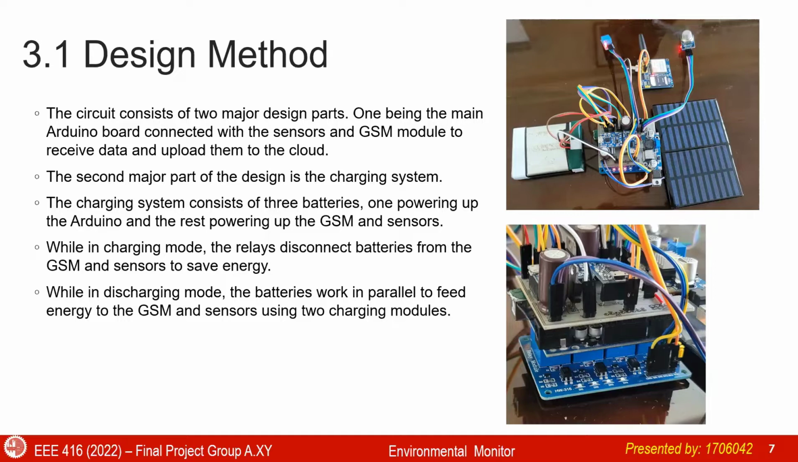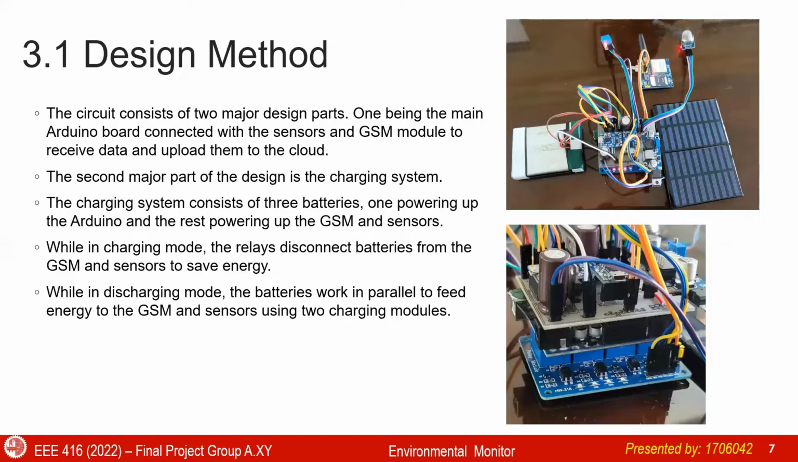In the charging part, we are using 3.7 volt LiPo batteries for our project. We're using two TP4056 charging modules to charge the batteries. We are using one of the three batteries to power the Arduino and the other two to power the GSM and the sensors. The battery connected to the Arduino is charged via one of the two charging modules, and the other two batteries are charged via the other charging module.